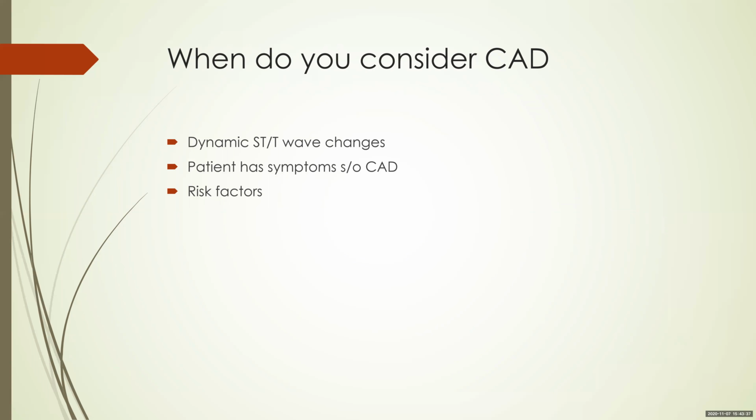So if the patient has exertional chest pain, or rest angina, or a new onset of exertional dyspnea or fatigue, in those cases you can start considering whether these T inversions are related to CAD. And finally, risk factors: T inversions in a 22-year-old female who's completely asymptomatic are different from a 54-year-old male who's diabetic, dyslipidemic with a strong family history. So you consider risk factors also when you assess T inversions. So: dynamic ST T wave changes, symptoms of CAD, and risk factors.